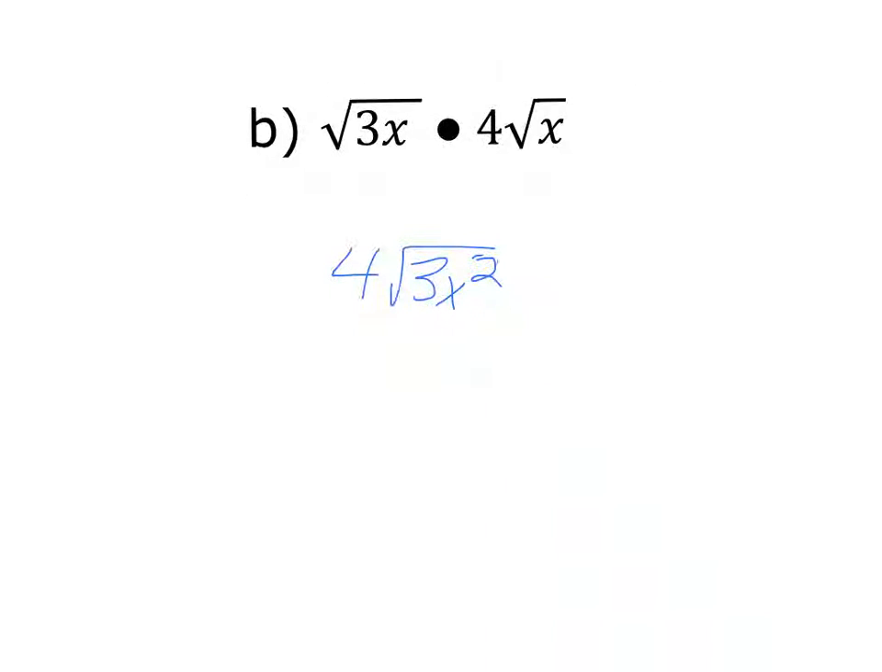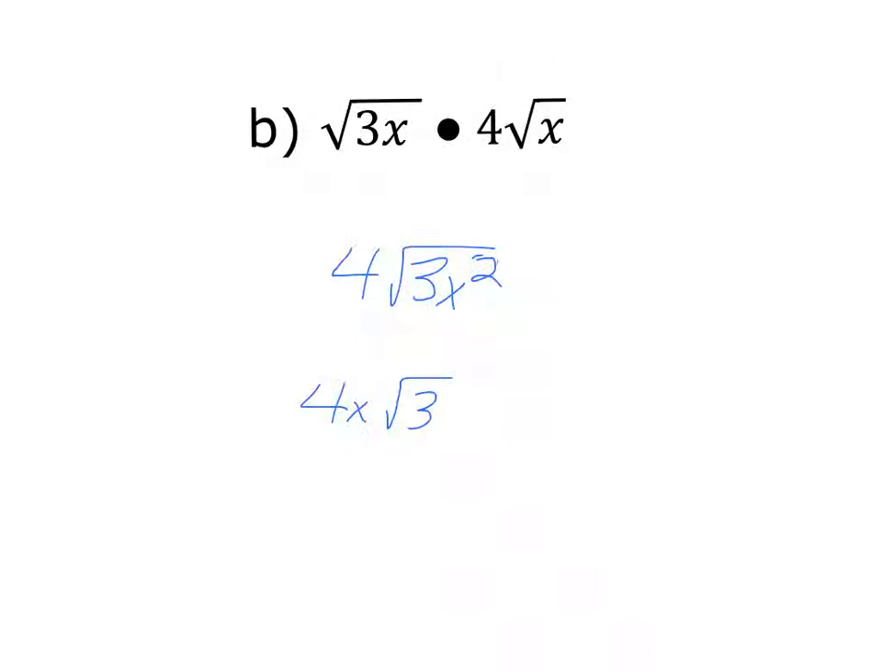Can I simplify that at all? Yeah. Will the 3 get to come out? No, it's already prime. I won't get a pair. But I can take an x out because I have a pair of them. So here's what this will reduce to: 4x square root 3. Done.